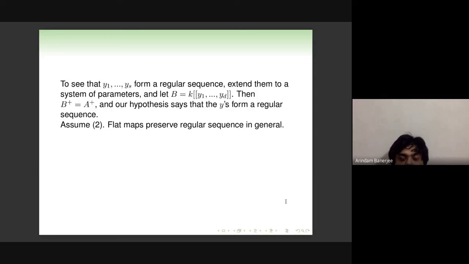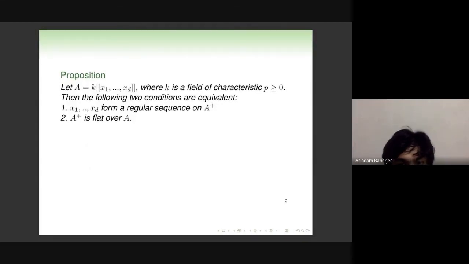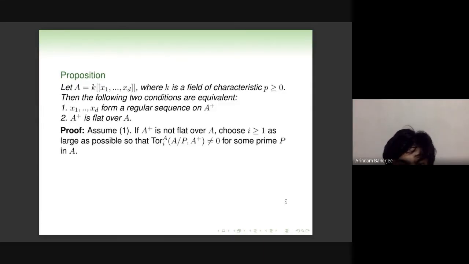Let me take a moment and address if you have any questions regarding this. Anybody has any question regarding this proof? Should I browse through once more? Any question or comment? Let me quickly go through the proof. This is what we are trying to prove, that this forms a regular sequence and being flat over A, they are equivalent.